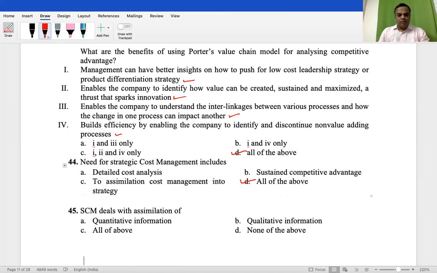Strategic cost management deals with assimilation of option A, quantitative information; option B, qualitative information; option C, all of the above; option D, none of the above. Both qualitative and quantitative information are involved with respect to strategic cost management. So C is the correct answer.